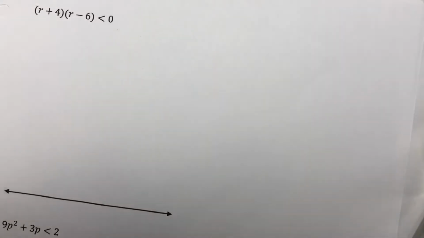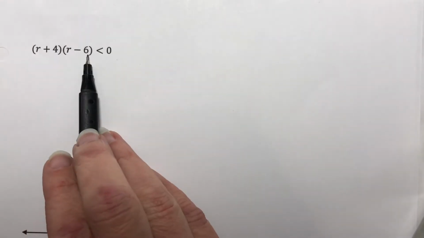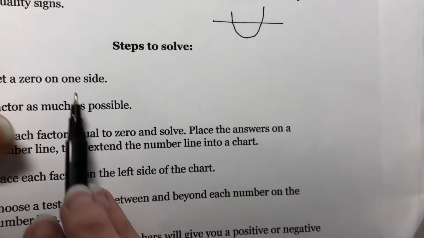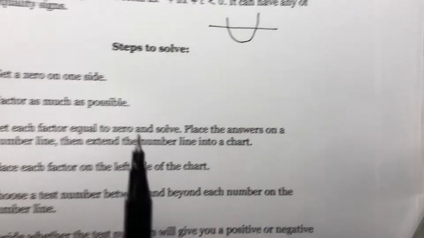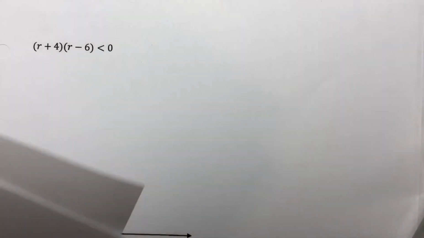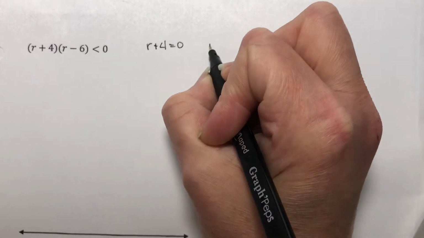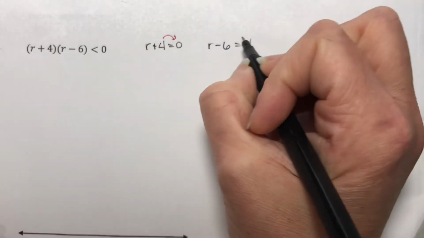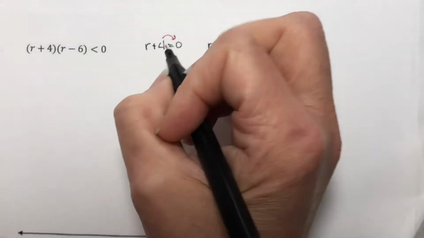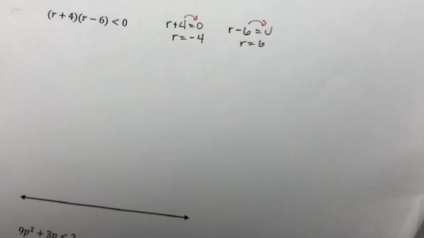Our first example is r plus 4 times r minus 6 is less than 0. Our first step is to get 0 on a side. We have that. Our next step is to factor as much as possible. We have that. Our next step is to set each factor equal to 0 and solve. So I take r plus 4 equal to 0, and r minus 6 equal to 0. Solve these, subtract 4 from both sides here, add 6 to both sides here, and we get r equals negative 4 and r equals 6. So that part's done.